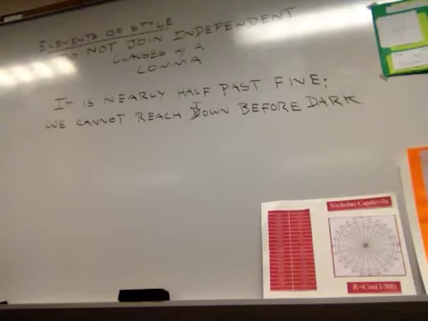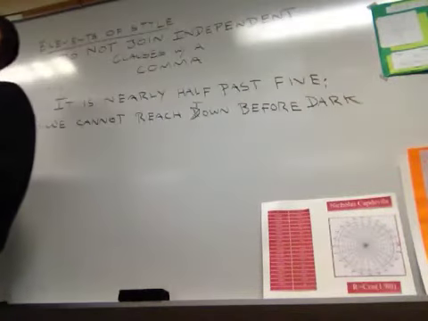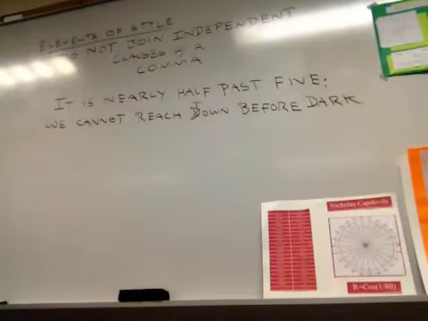So instead of saying, it is nearly 5:30, because of that, we cannot reach town before dark, I could just throw out because of that and put the semicolon there. And it tells the reader that there's a relationship between these two sentences. That's the key thing in terms of the semicolon to understand, because it is very useful.